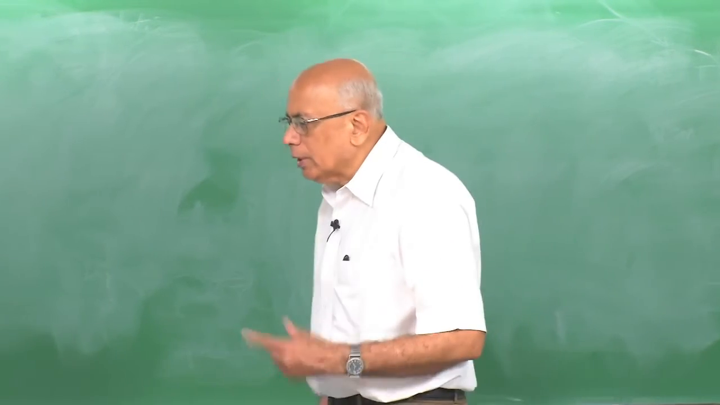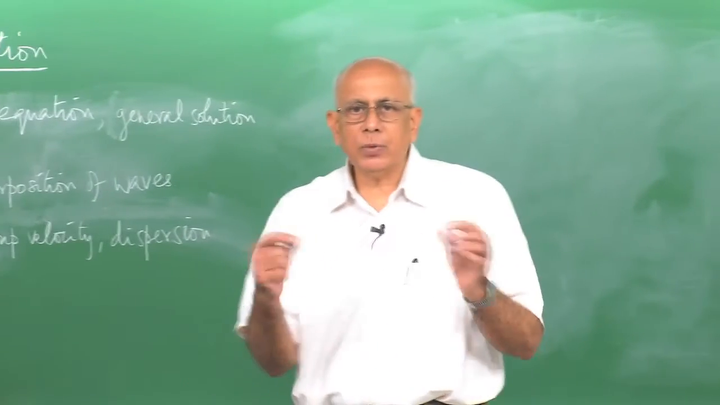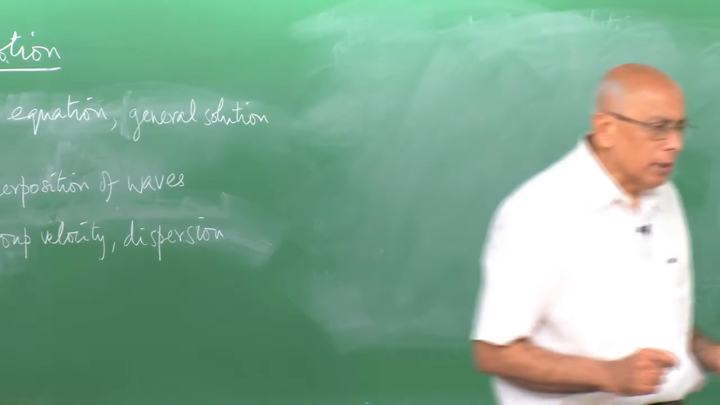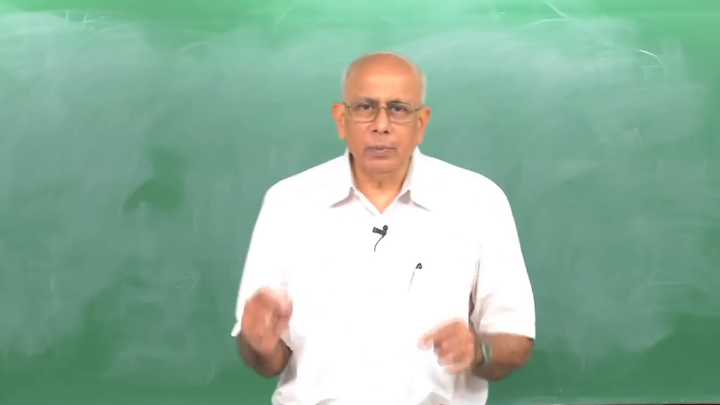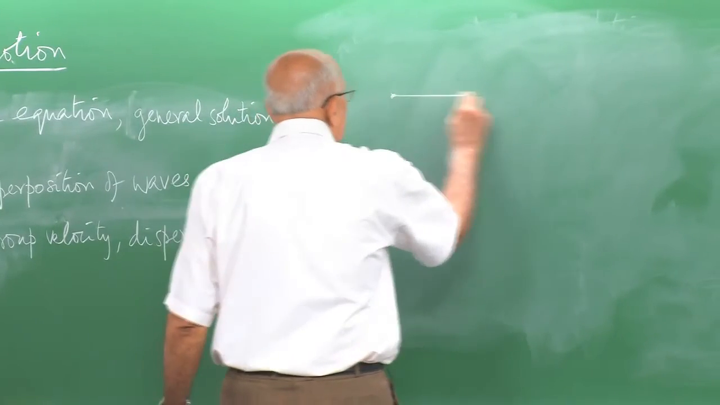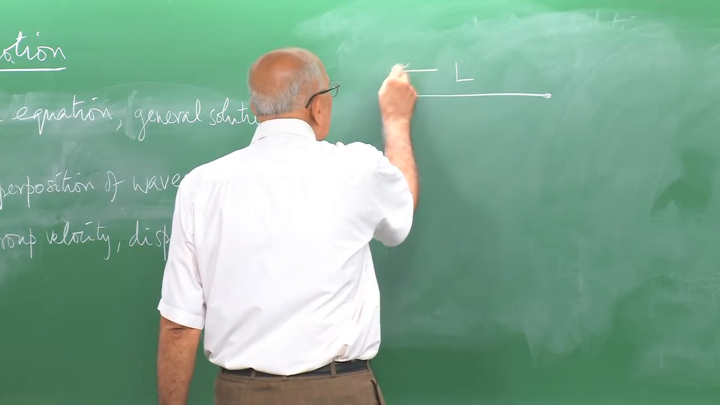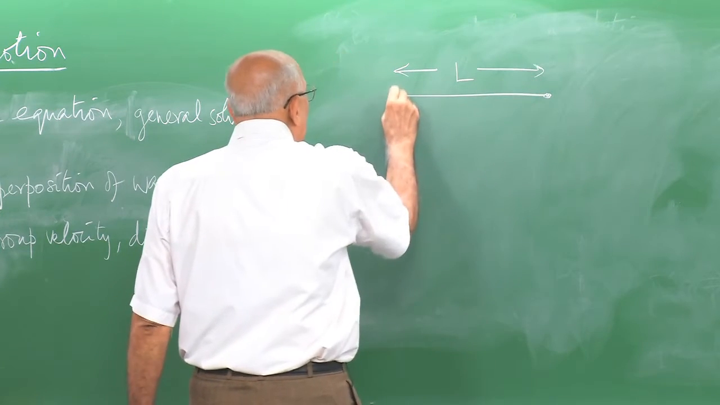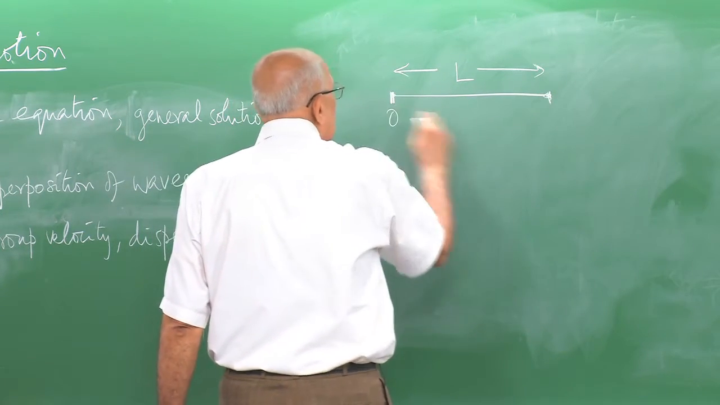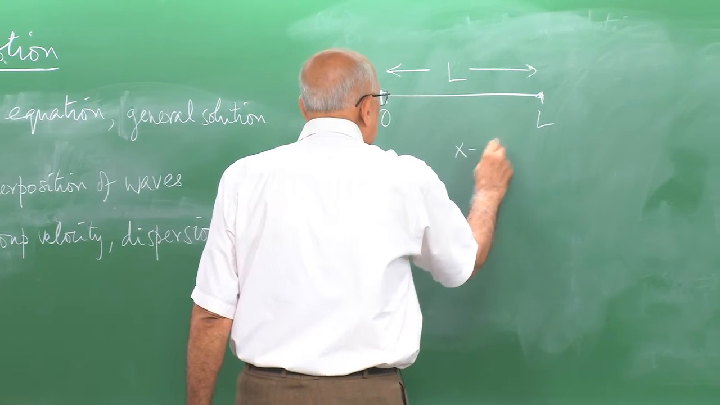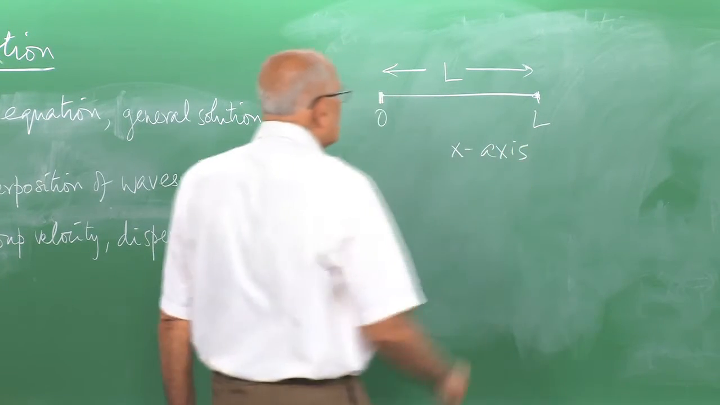Right, we had come to the stage where we were talking about transverse waves on a string, and I pointed out the boundary condition which says that the two ends of the string are clamped. So here is a string of length L, which is clamped at this end and this end. So here is 0, here is L, that is the x axis to start with.